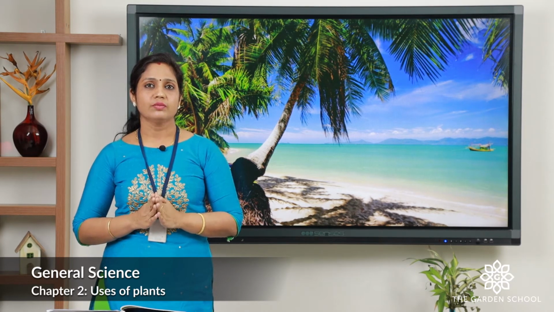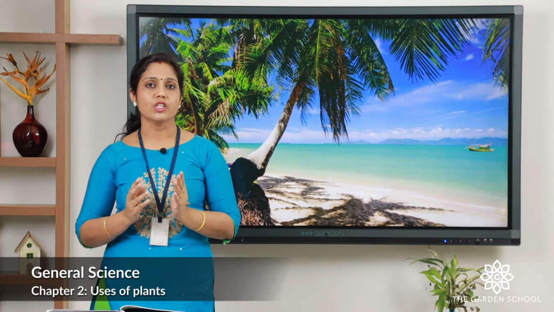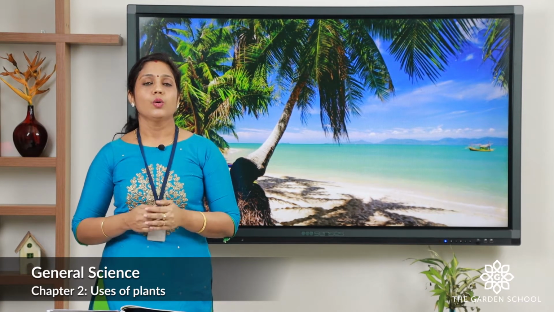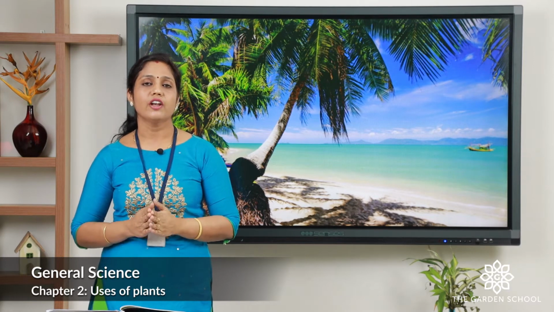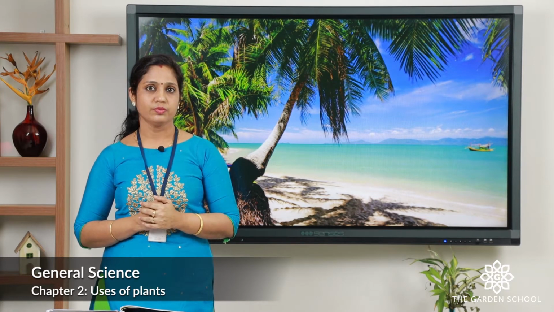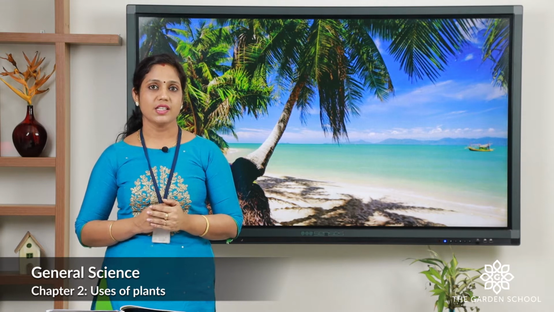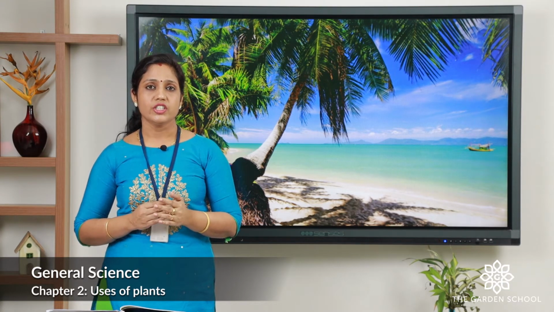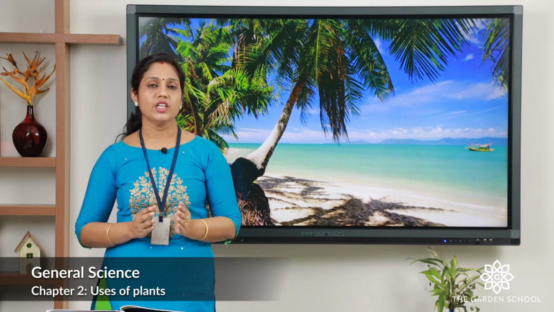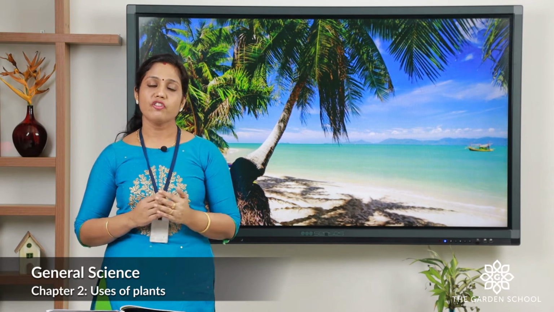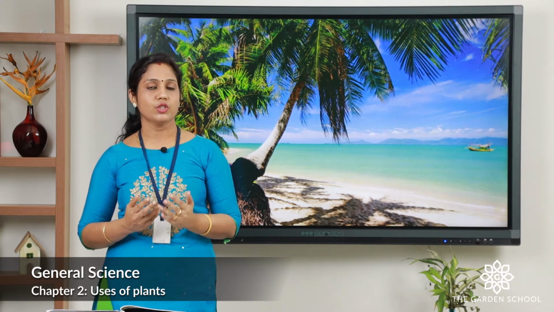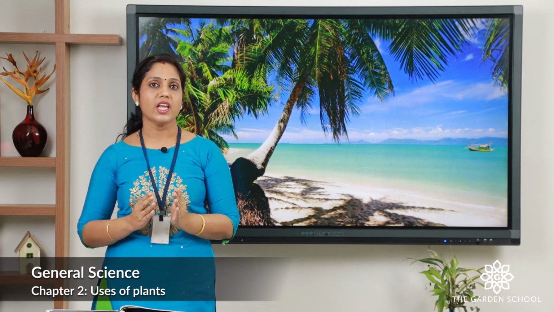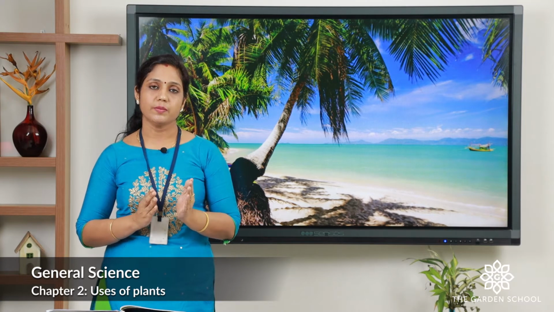Now let's check plants as a source of food. We all are living things. Living things need food. And from where do we get this food? You know, animals like cow, deer, goat, they eat only plants. So if plants are not there, what will happen to them? They will not be able to live. So plants are the main source of food for these types of animals.